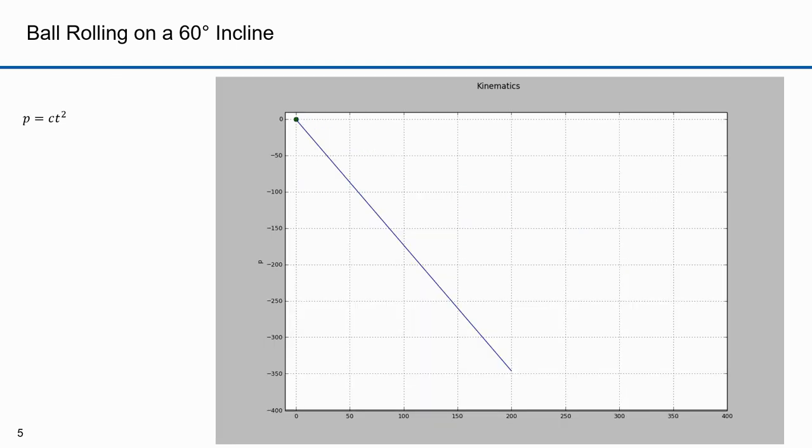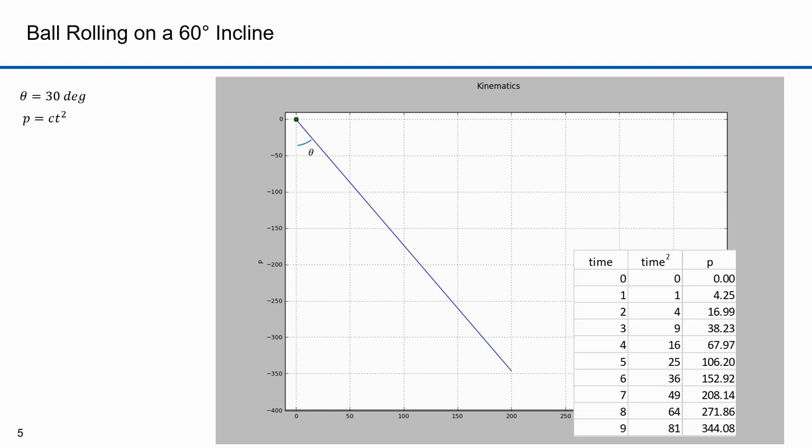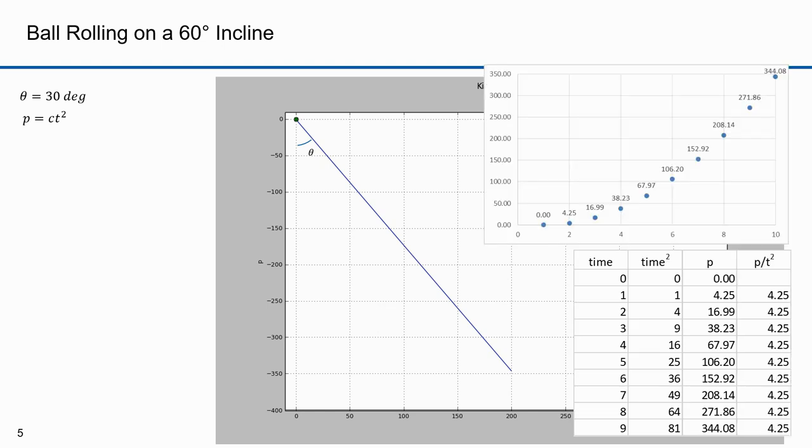Galileo noticed the balls rolled faster when the incline was increased. Here the angle theta is 30 degrees. Here's the table of distances over time, and this is what the points look like plotted. Note that the exponential curve got steeper. P of 1 is now 4.25, which corresponds to a faster rolling ball. Hence, C equals 4.25. And remember that C equals P over t squared.